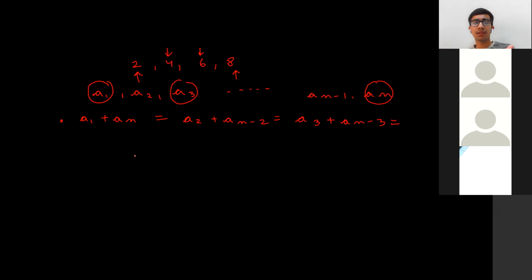Now why I'm telling this? Sir, for the A2 plus A, shouldn't it be AN minus 1? AN minus 1, my bad, right? AN minus 1 and this is AN minus 2, right?